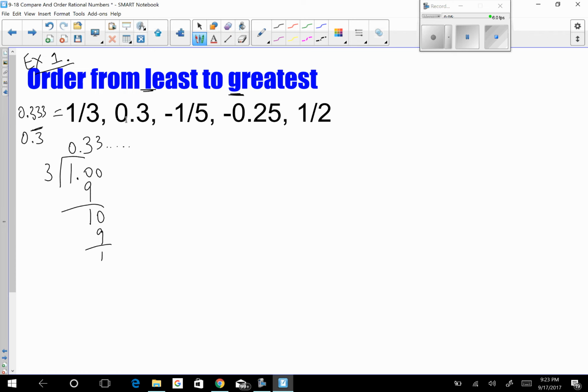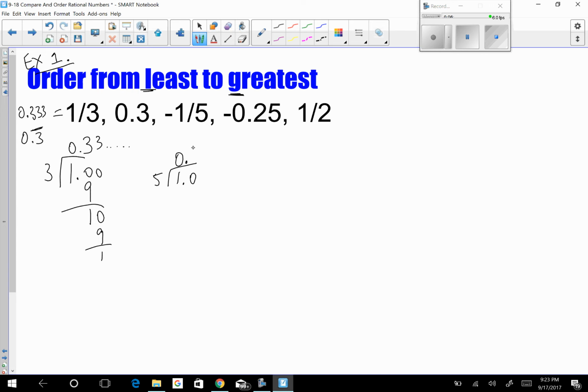0.3, that's already a decimal. -1/5. For right now, we're going to ignore that negative sign, and we're just going to convert this fraction into a decimal. So 1, remember top dog goes in the house, divided by 5. 5 cannot go into 1, so we put a 0. We have to put a decimal.